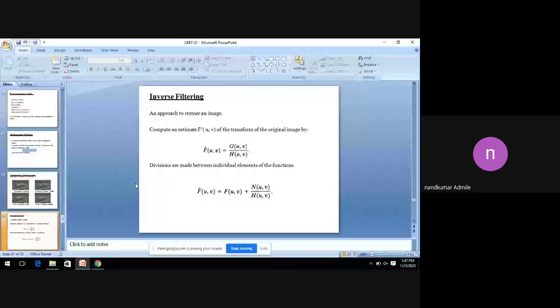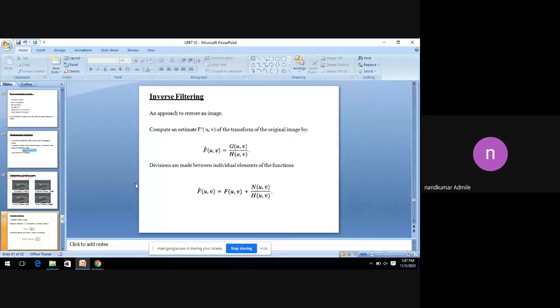Okay, so in inverse filtering, first we can compute the function, which is in the form of u and v coordinates. Now how can we compute the function? How can we restore the image? When we restore the image, we are not able to restore 100% of the data of an image. We are not able to remove 100% of the noise from an image.